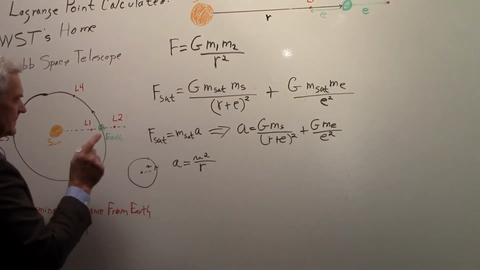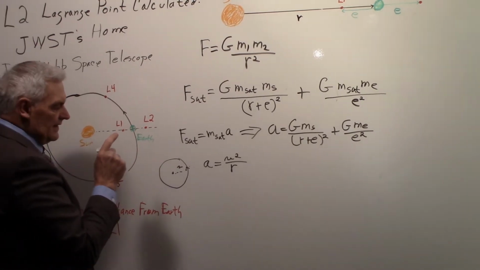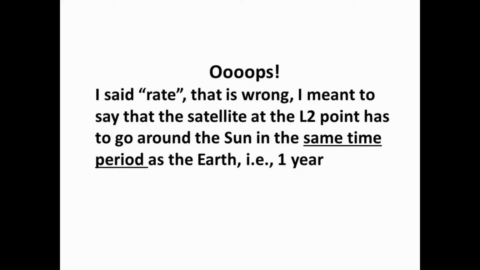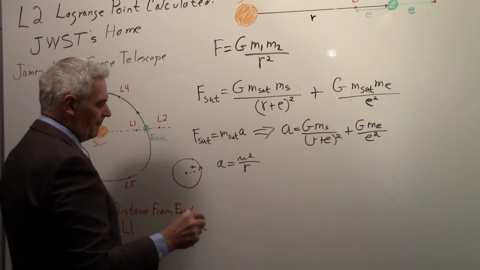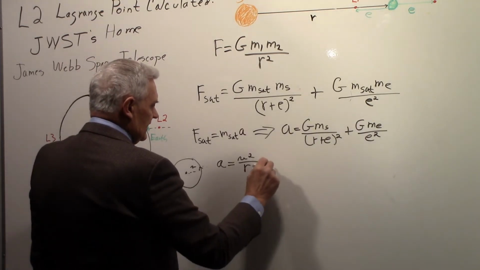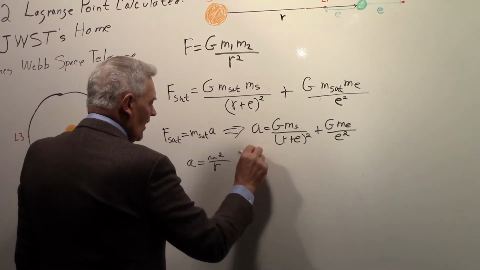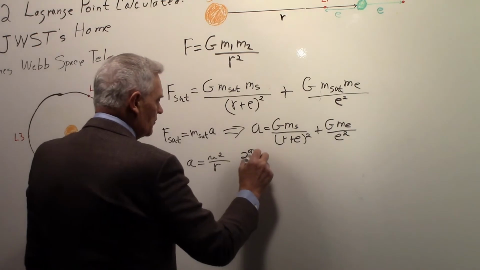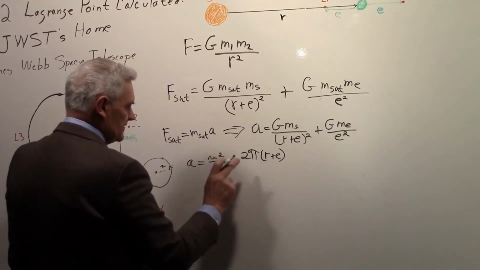So in the case of the satellite at the L2 point, it has to go around at the same rate that the Earth goes around. It has to have the same period to make one complete revolution. So the velocity would be the circumference of its orbit, which will be 2 pi (R plus E). That's the circumference.